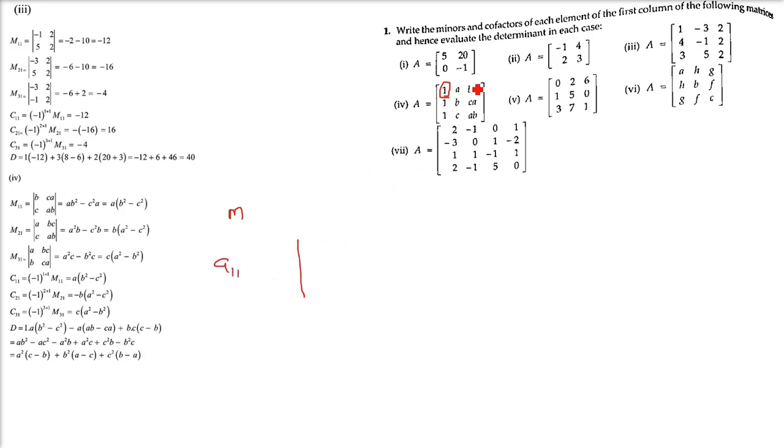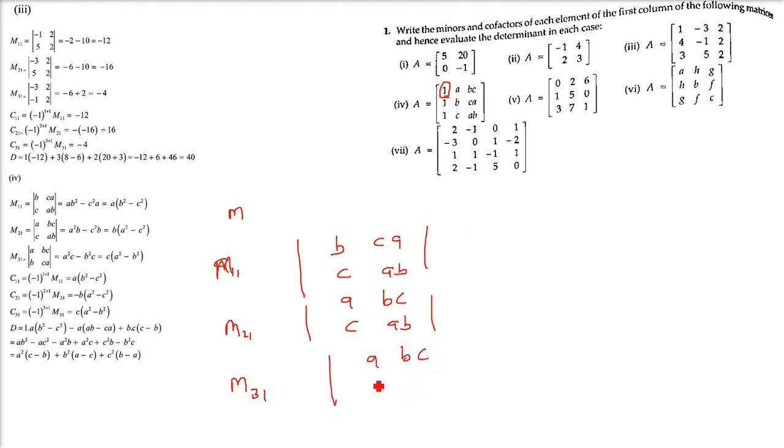For A11, the row and column of 1 have to be forgotten. Only the rest has to be written: BC, CA, AB. Let us write it as M11 because it is a minor. M21 is second row, first column: B, A, C and C, A, B. Now coming to third row, first column. It will be A, B, C and B, C, A.